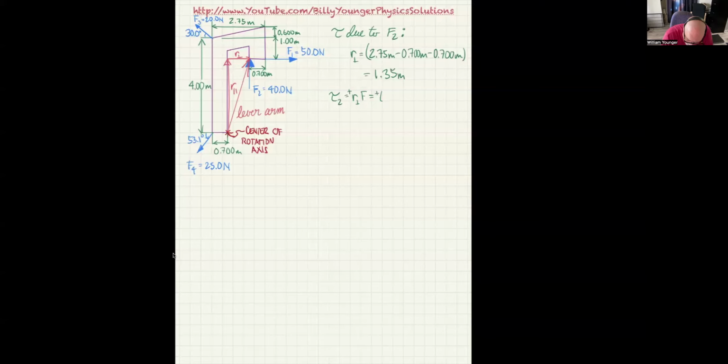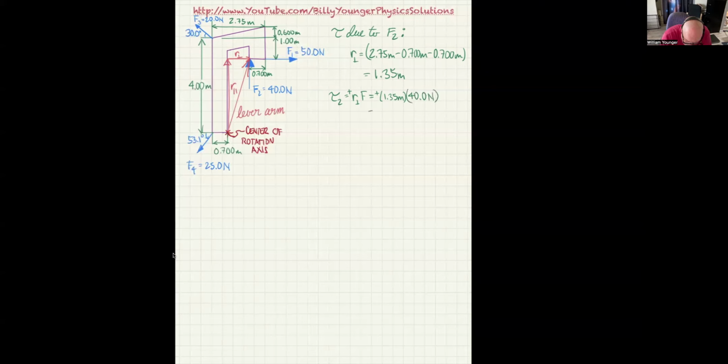The sign is positive. The R perpendicular is 1.35. Just to check, we can take 1.35, add 0.7 to it. That'll give us 2.05, and then add 0.7 again, and that would give us 2.75. So we know that my arithmetic was right. Now the force is actually 40 newtons.